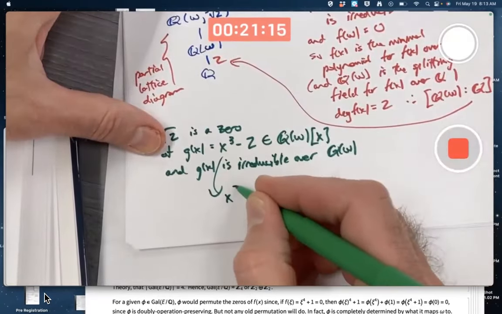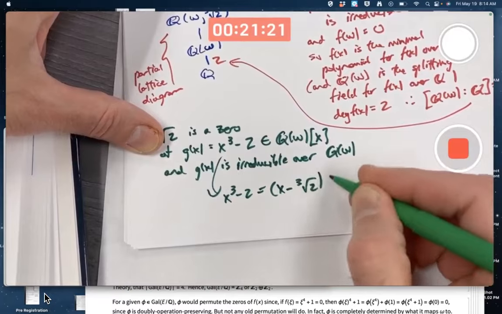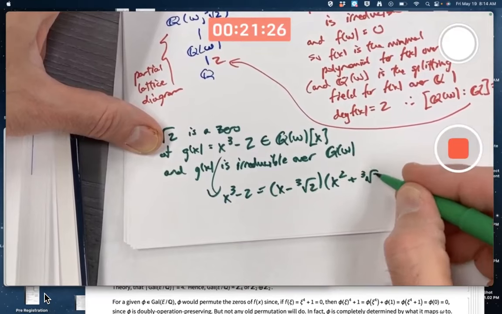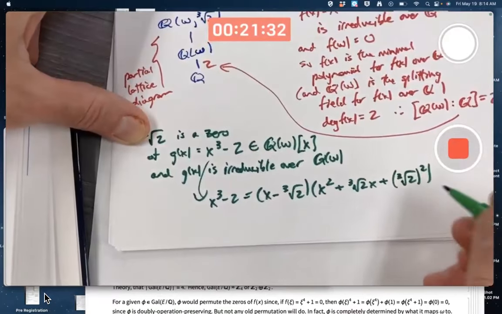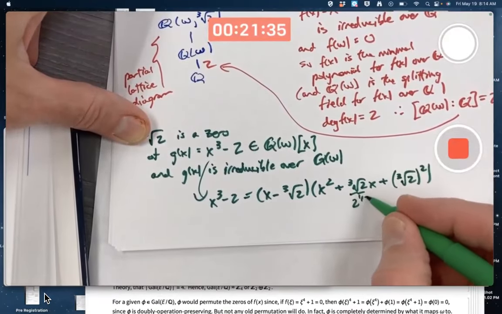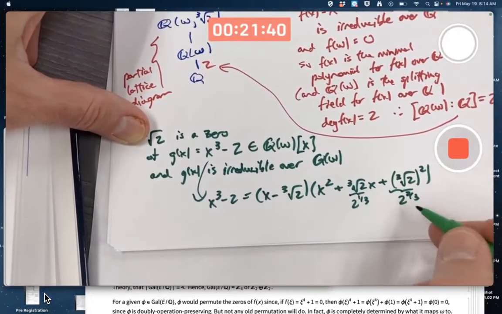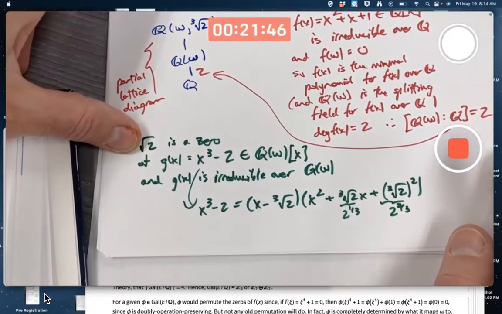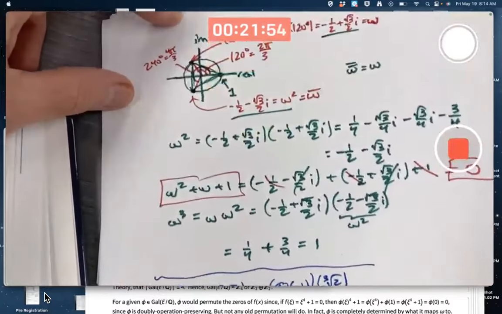We wrote the x cubed minus 2 as x minus the cube root of 2, times x squared plus cube root of 2 times x plus cube root of 2 squared. And you could write this as 2 to the 1/3 power and 2 to the 2/3 power if you like. And if you use the quadratic formula, you have to find the other roots. They're not going to be in Q(omega), though maybe that's not completely obvious. And they involve cube roots, so hopefully it's intuitive that they're not in there, because omega involves just square roots.